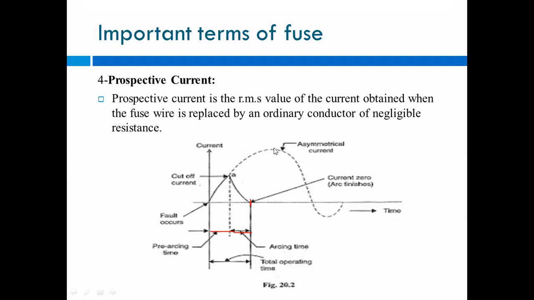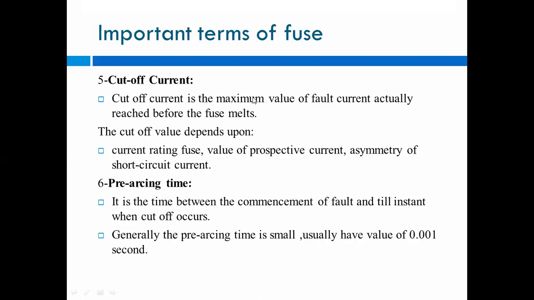Then these are the unsymmetrical currents. You can see here it is not a proper sine wave, so it is the unsymmetrical current, because the fault has occurred here. Next is cutoff current. It is the maximum value of fault current actually reached before the fuse melts.